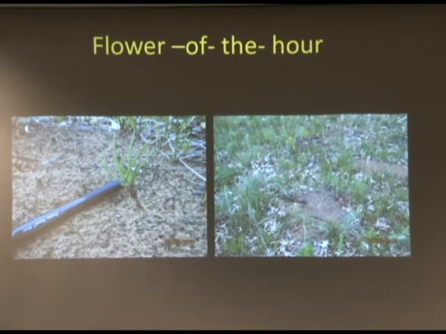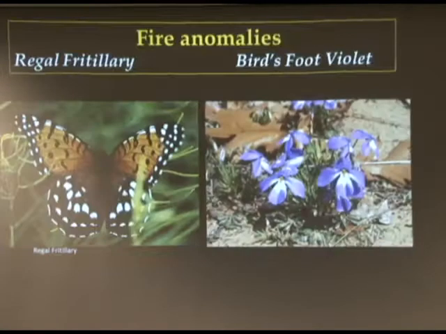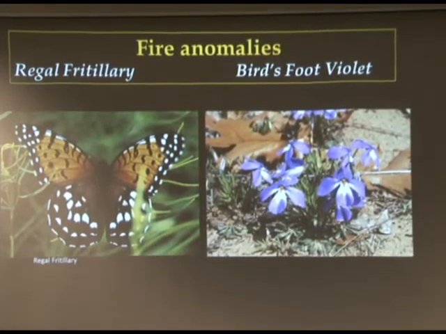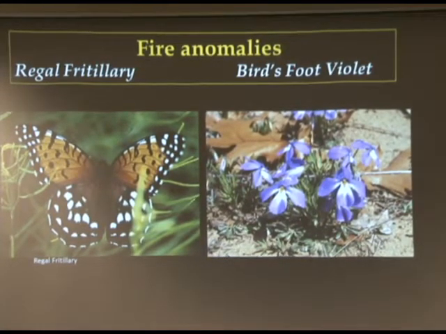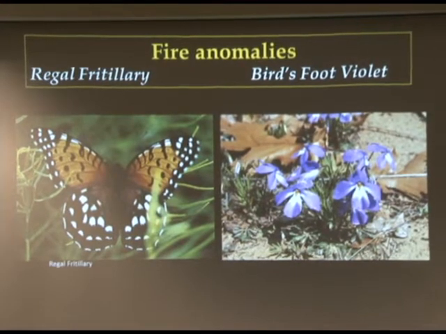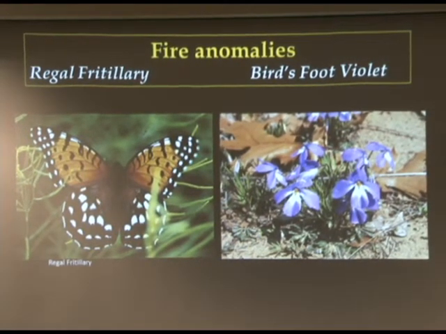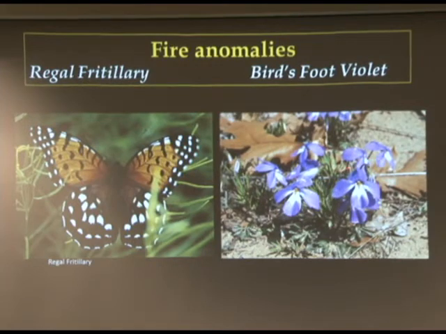Now I'm going to talk a little bit about a fire anomaly here. So here's the regal fritillary on the left, which is an endangered butterfly, I think on both sides. I'm pretty sure it is on both sides. It definitely is in Illinois. And so this plant right here is a violet, bird's foot violet.